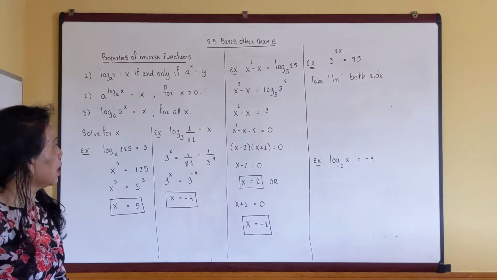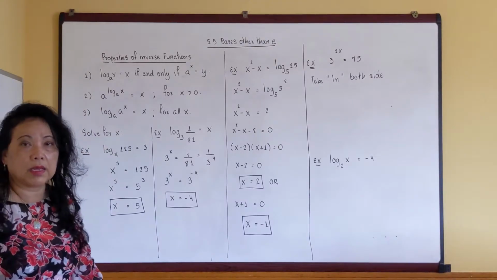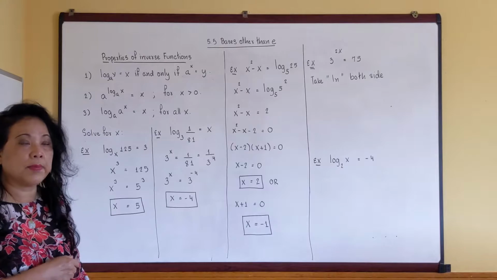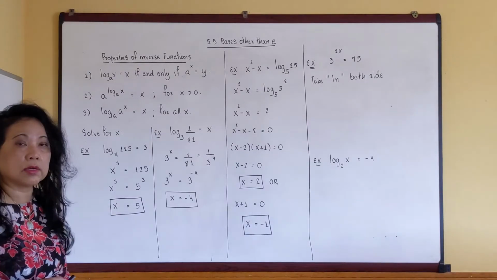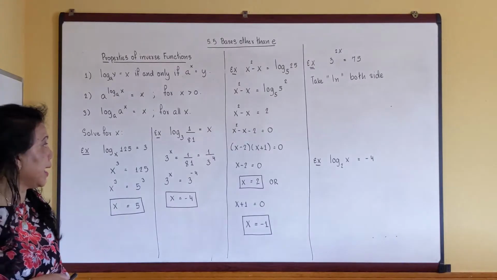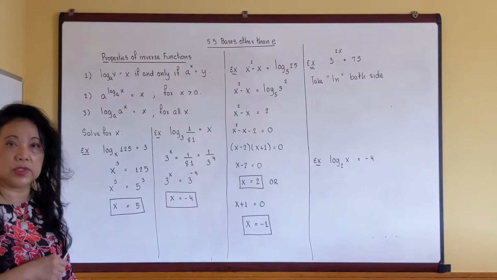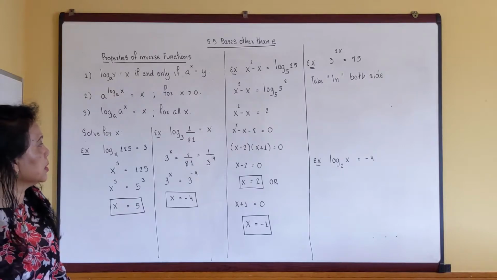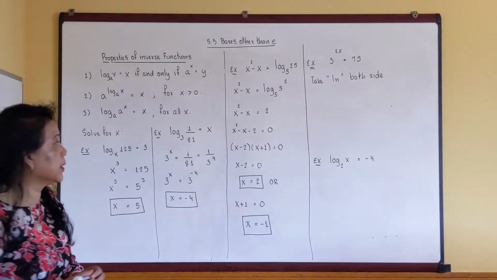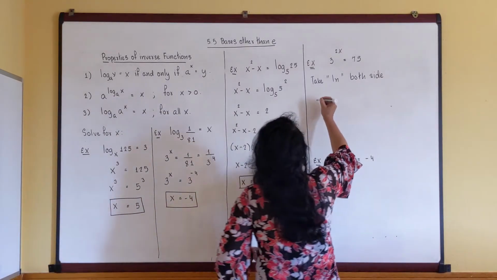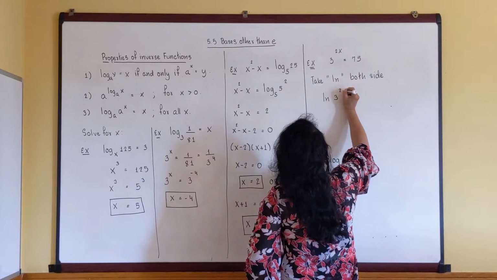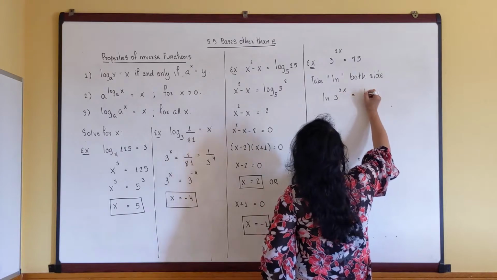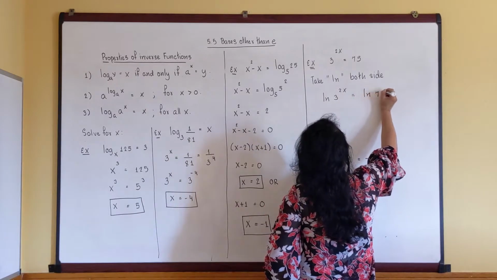So when you come across something like that, you're going to take the log. You can take log base 10, base e, or any base at all. But most calculators have base e, which is ln, or log base 10, which is just log. So I'm going to take the log of both sides, base e. So it's going to be ln of 3 to the 2x equal to ln 75.